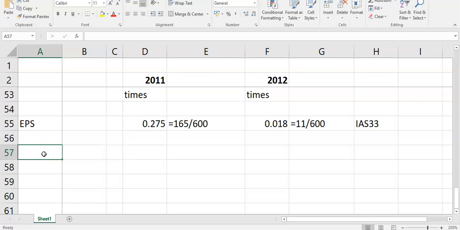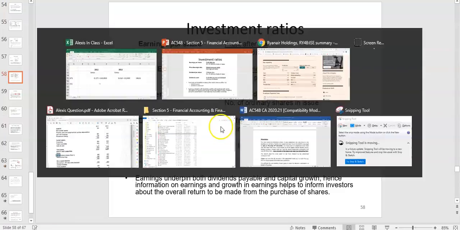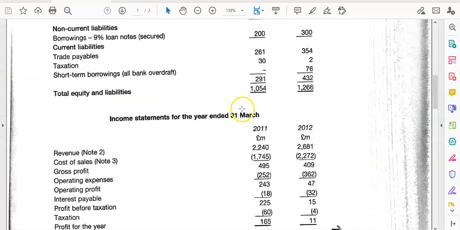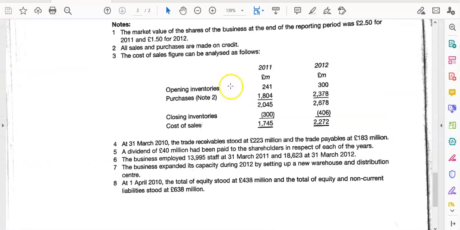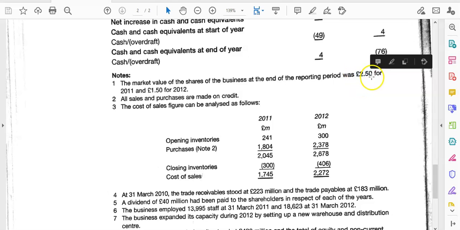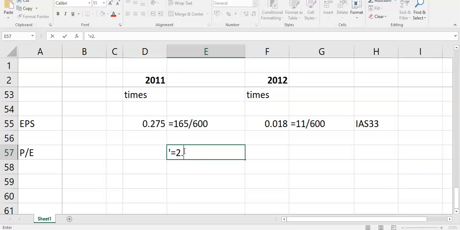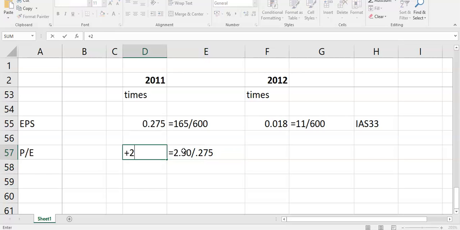So for example here, the PE ratio in 2011, we're told the share price in the question for Alexis. The share price here was €2.50 in 2011, €1.50 in 2012. So you take the 250 and you put it over the earnings per share for 2011.